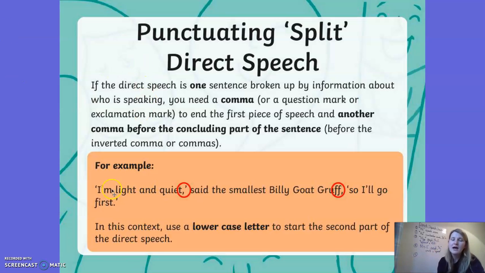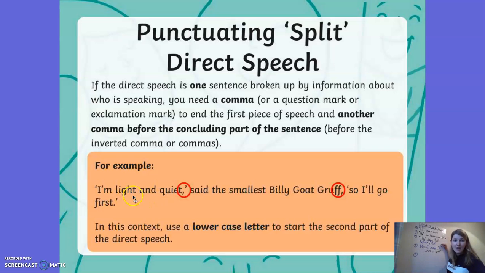So, for example, here: "I'm light and quiet," said the smallest billy goat Gruff, "so I'll go first." "I'm light and quiet, so I'll go first" is all the billy goat Gruff is saying, and it's just a case of you giving information about who's talking in the middle. Because that's all one sentence, we've got exactly the same rule as we had for number 3.